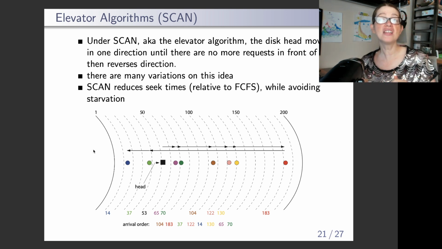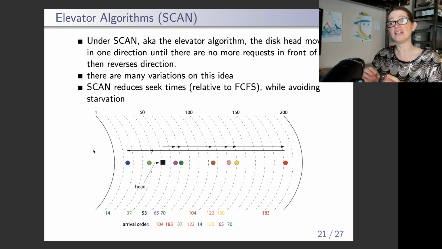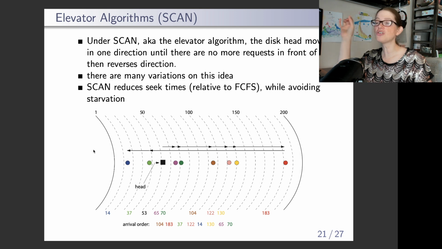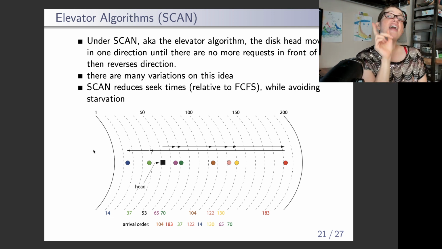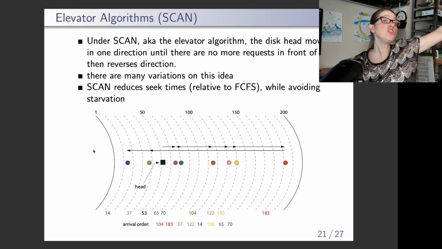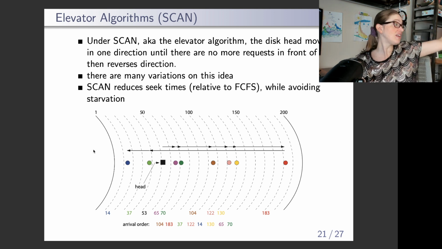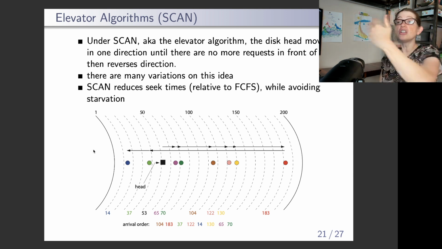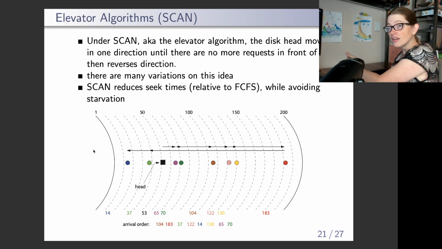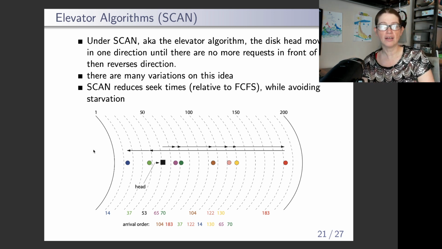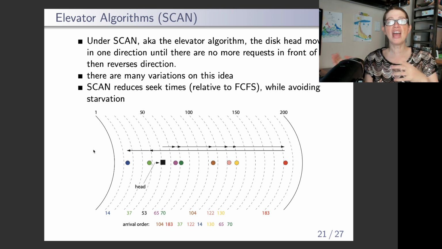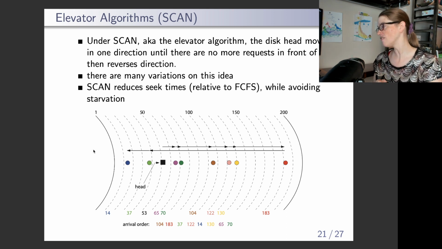Now, some people think that this can lead to starvation as well, but it doesn't. Because let's suppose you're at track 183 and there's no jobs beyond you. And then a job arrives at 184, but you've already turned around. That's okay, because the second you reach the inner track going in the other direction, you're going to turn around and come back. And 184 will be serviced then. So there's never going to be any starvation. So SCAN, or the elevator algorithm, is actually very fair.